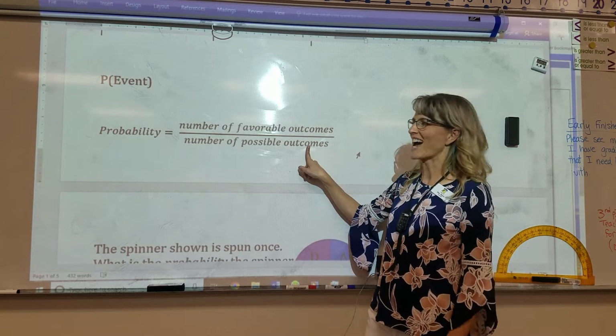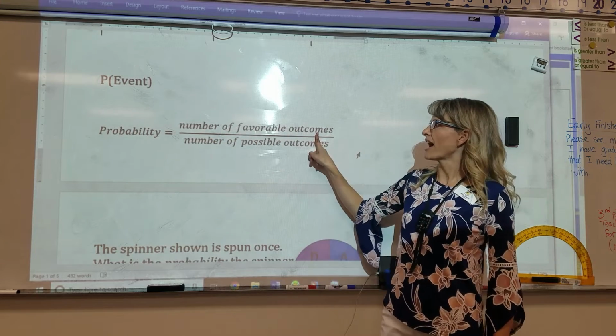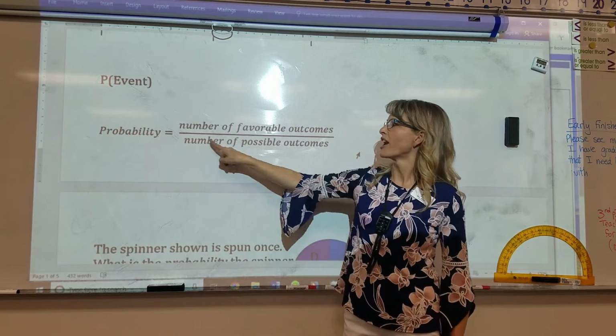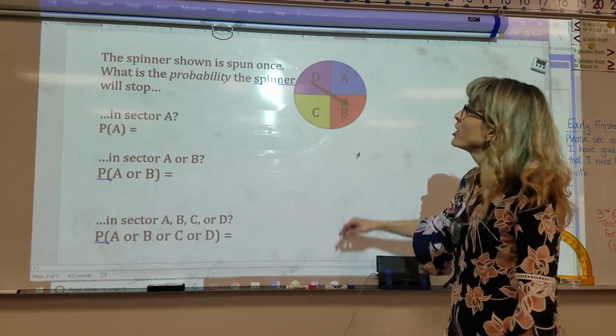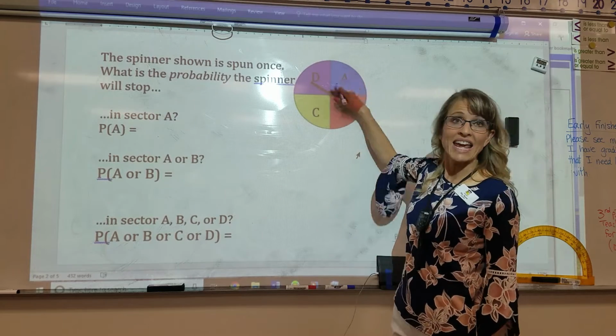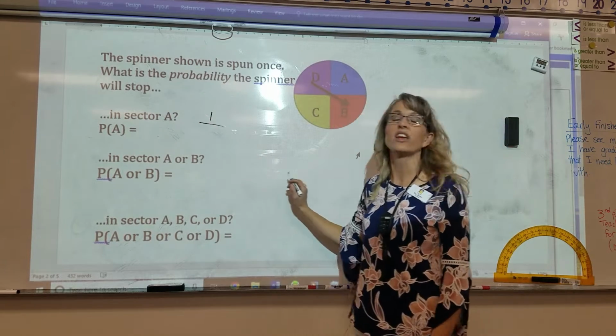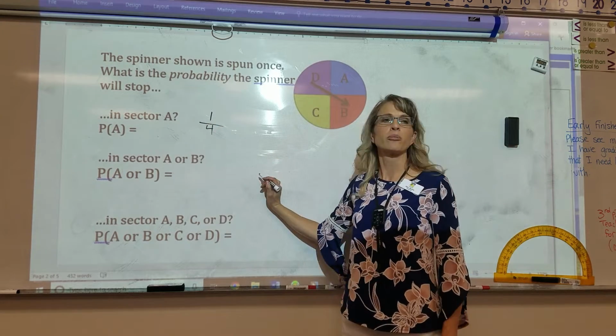We're going to practice reading that. What is probability, class? Number of favorable outcomes divided by number of possible outcomes. So let's do a probability on a spinner. What's the probability of it landing on A? Well, there's only one A on the spinner, so there's one favorable outcome out of 1, 2, 3, 4 possible outcomes. The probability is 1/4.